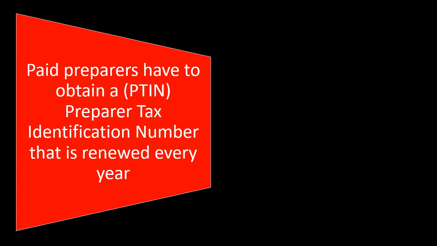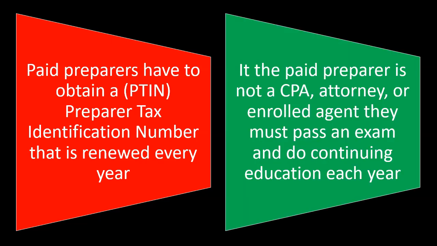Paid tax preparers have to obtain a PTIN, which is a preparer tax identification number that is renewed every year. You can go on to the IRS website, irs.gov, and get more information on the PTIN process. If the paid preparer is not a CPA, certified public accountant, attorney, or enrolled agent, they must pass an exam and do continuing education each year. So, once again, if they're not a CPA, attorney, or enrolled agent, they're going to have to pass an exam and do their continuing education.